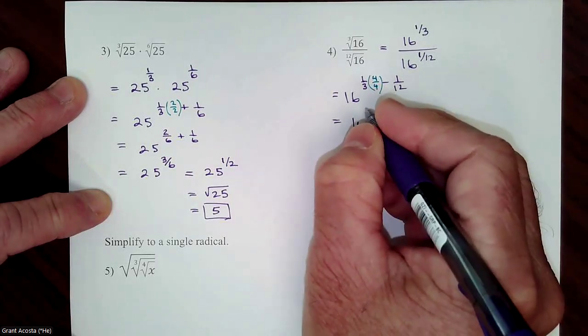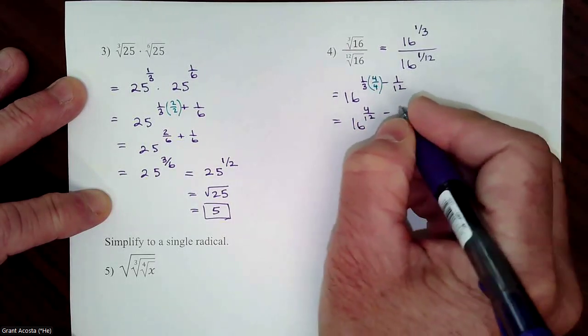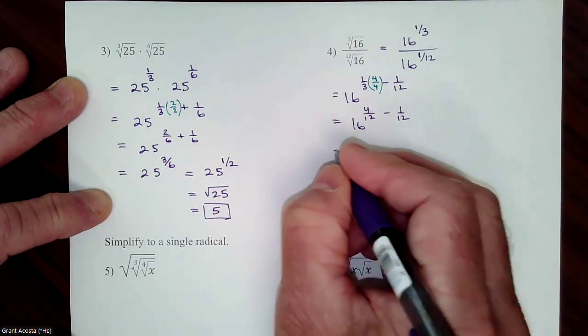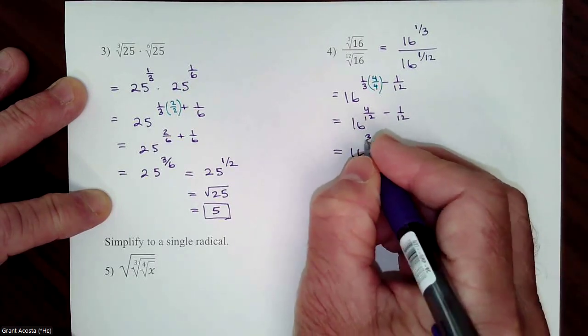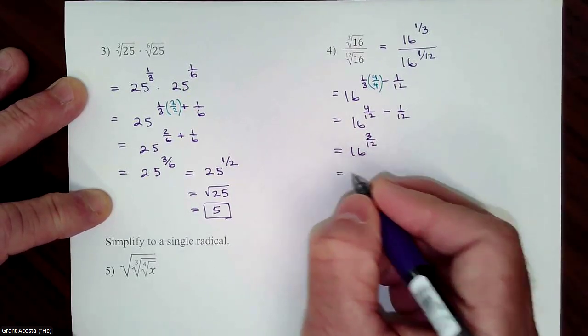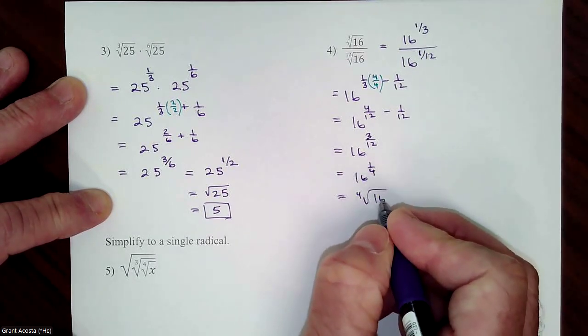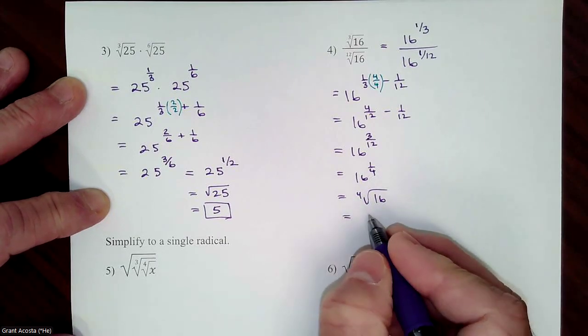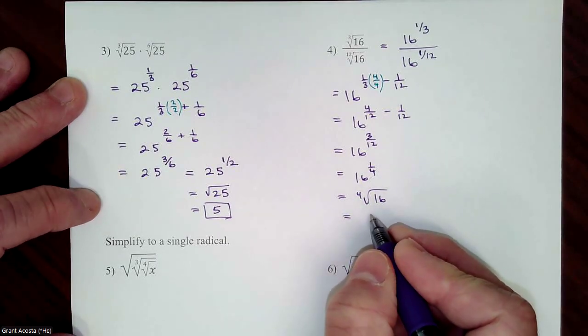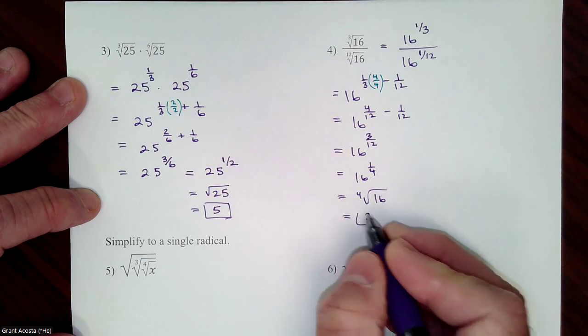I get 16 to the 4/12ths minus 1/12th, which is 16 to the 3/12ths, which is 16 to the 1/4th, which is the 4th root of 16. And this has come up a few times already in this video. That's 2.